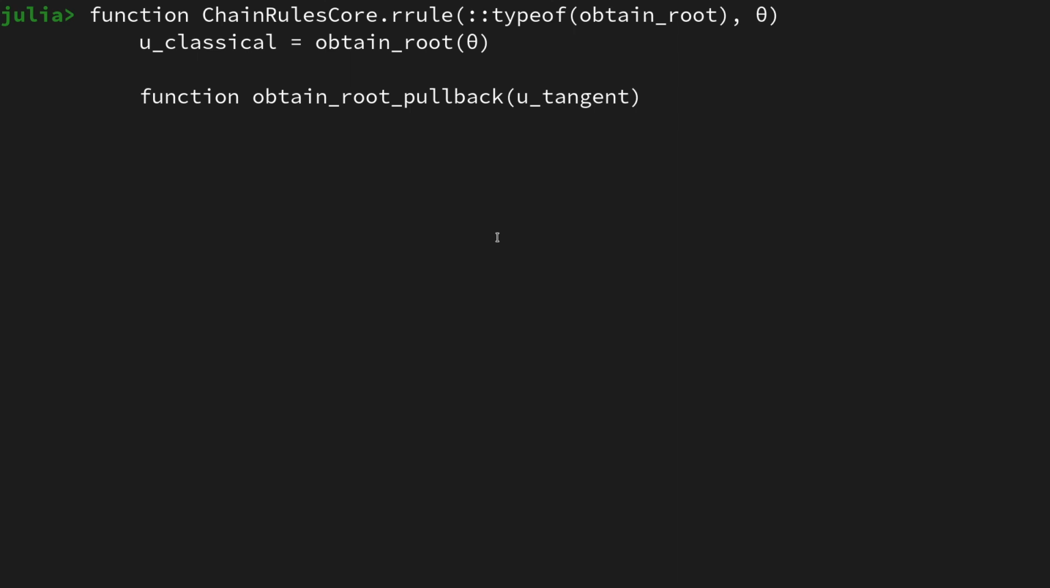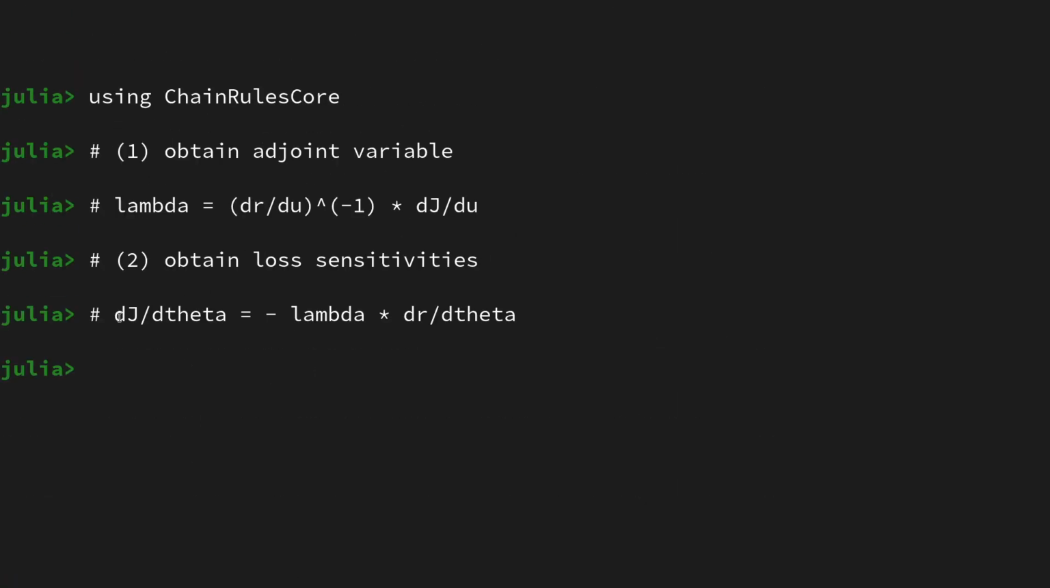So essentially what we're doing is to evaluate that expression here by first computing our adjoint variable using the inverse to this derivative information, multiplying it with the tangent we get, and then create the dj by d theta by just evaluating this. And in order to do that, we need additional derivative information. So we need the residual with respect to u, as well as the residual with respect to theta.